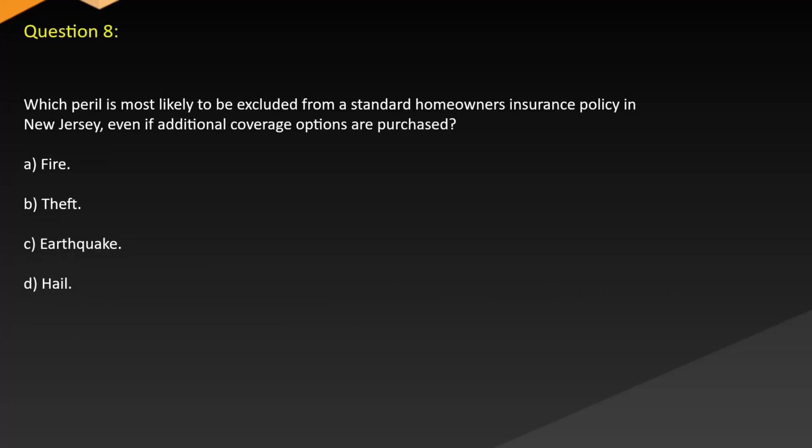Question 8. Which peril is most likely to be excluded from a standard homeowner's insurance policy in New Jersey, even if additional coverage options are purchased? A, fire. B, theft. C, earthquake. D, hail.